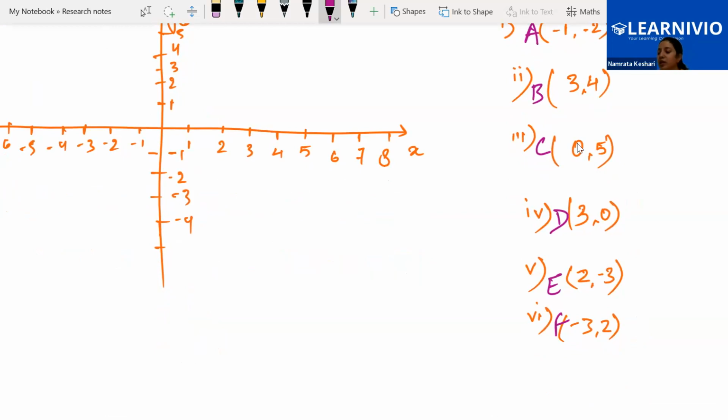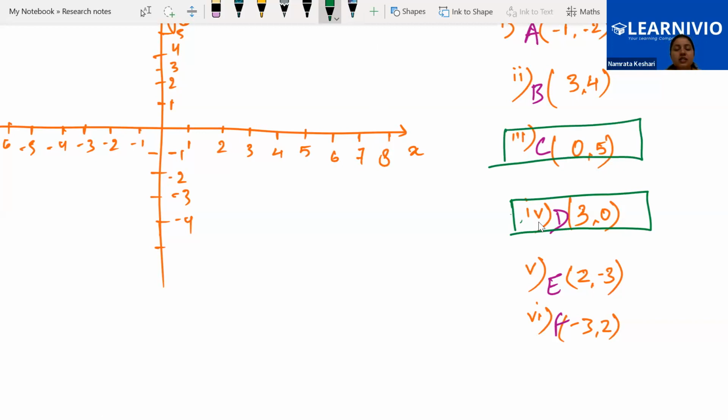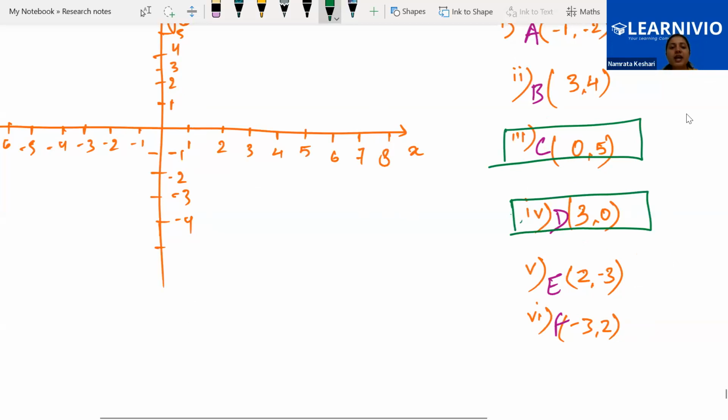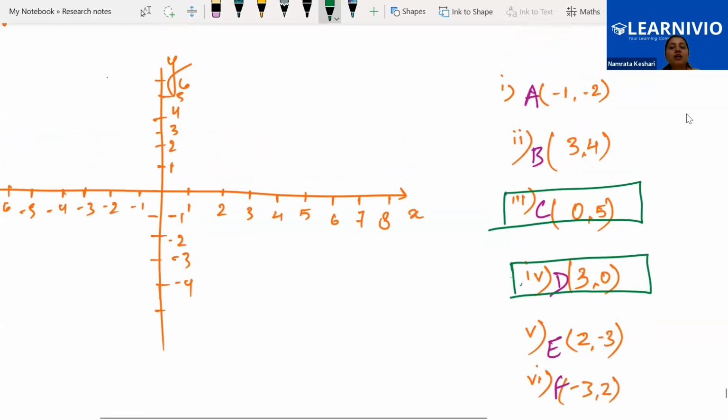Okay, let's locate it now. One by one, we will be locating it. First things first, we are going to locate these two points, point D and point C. Everyone, can you see my screen? Yes, ma'am. So first we are going to locate point C and point D because these two points are very simple to locate. Point C is (0, 5).